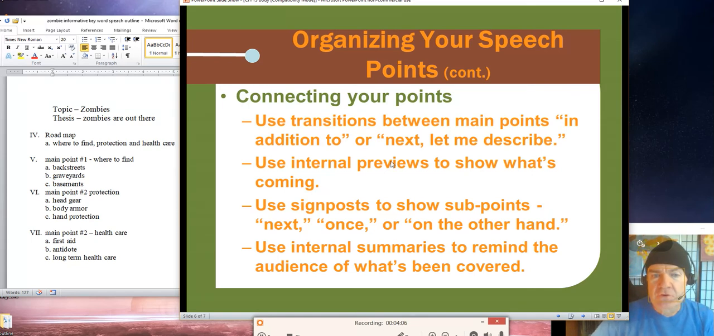Once we went through that internal preview, we would use signposts to break those up, just like we did between the main points. So we would say, now that we've shown headgear and it's important, next we'll talk about body armor. Now that we've talked about body armor, once you understand that, we can see how important hand armor is. And at the very end of that main point, you should put a summary. Protection is very important, and I've shown that through headgear, body armor, and hand protection.